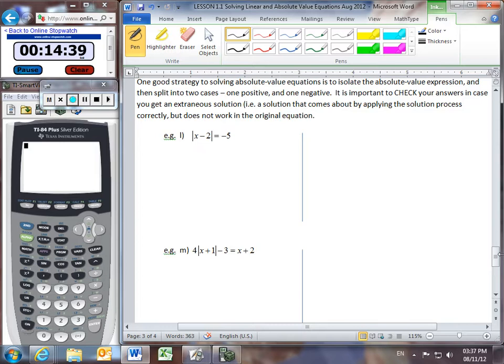Oh yeah, we just did this. We split our things into two cases, one positive and one negative. Alright, here we go with extraneous solutions. So let's solve a case like this. Our absolute value has already been isolated, so let's split into our two cases.